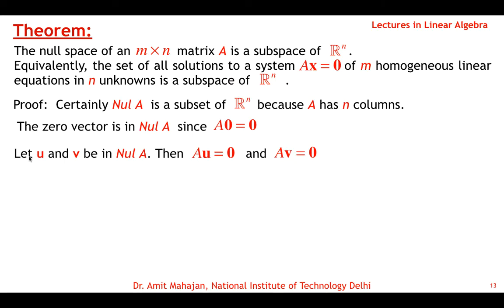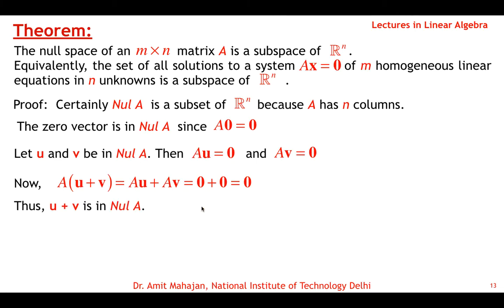The second property: let u and v be two vectors in the null space of A. That simply means that u and v satisfy the homogeneous system, so Au is 0 and Av is 0, and we have to prove that u plus v belongs to the null space of A. So let us calculate A times (u plus v). By linearity, A(u + v) is Au plus Av, and because Au is the 0 vector and Av is the 0 vector, we can add them to end up with the 0 vector. So clearly u plus v satisfies the homogeneous system, so u plus v also belongs to the null space of A.